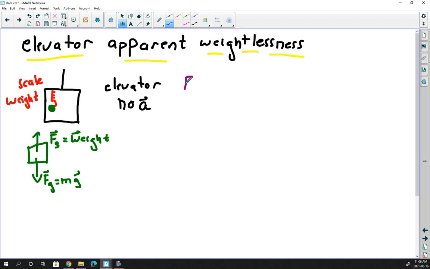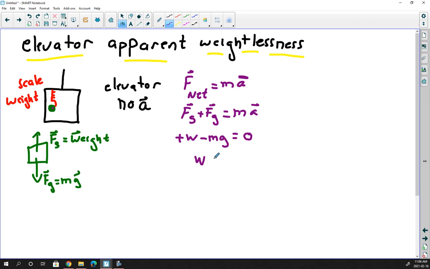If we apply Newton's second law onto that mass hanging off of this, we'll say, well, we got force of the scale plus force gravity is equal to mass times acceleration. And let's use our old trick and let up be positive. So we're going to call this positive W. And the force of gravity is in the negative direction. We're going to call that negative mg. And there's no acceleration, so this is 0.